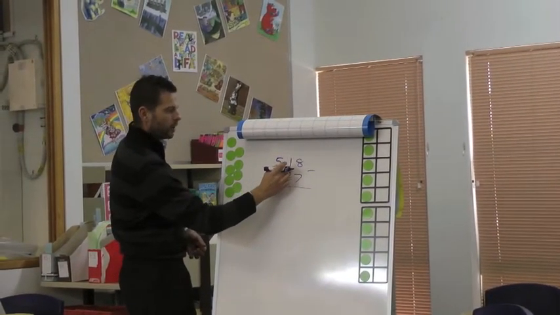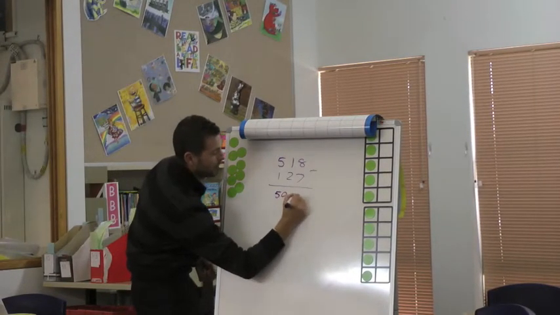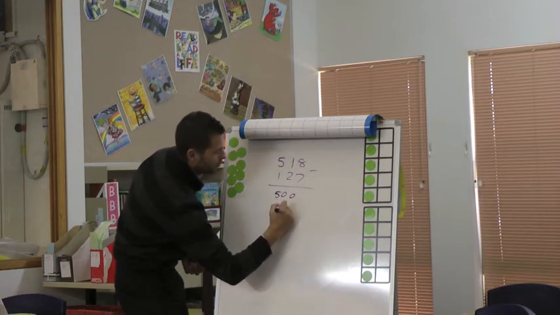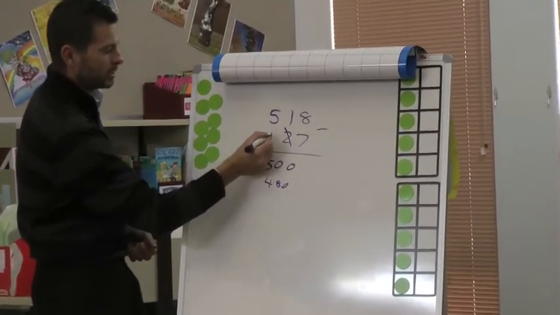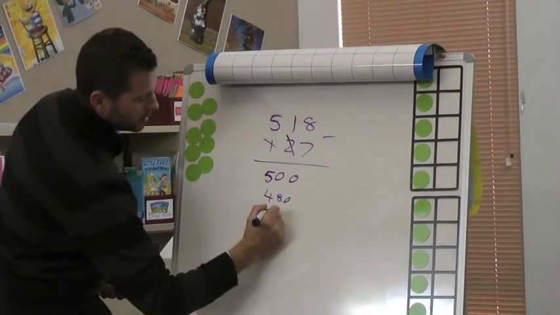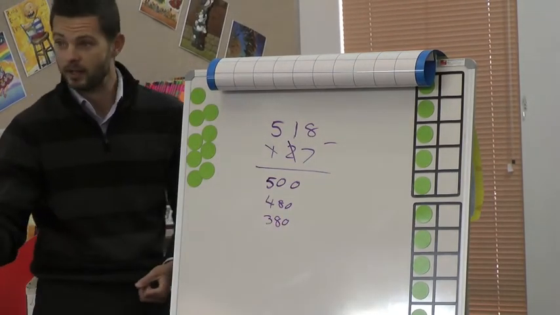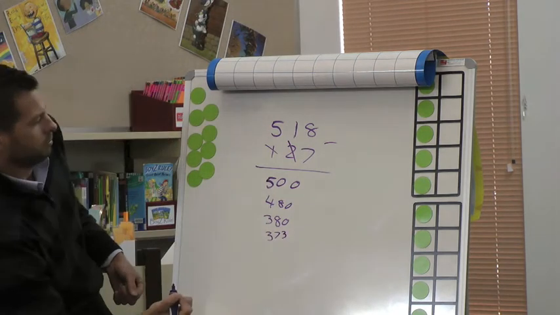I can go 500 take away 20. So this is where the place value comes in. I'm going to do the 500 take away the 20. It's going to give me 480. So I've taken away the 20. Now I'm going to take away the 100, which is going to give me the 380. And now I just have the 7. 10 facts comes back into it. I'm going to have 373.